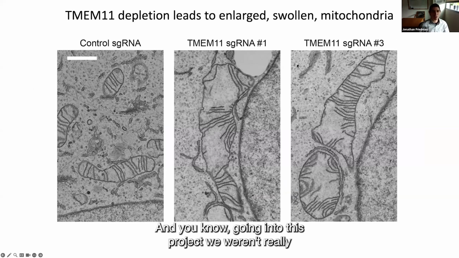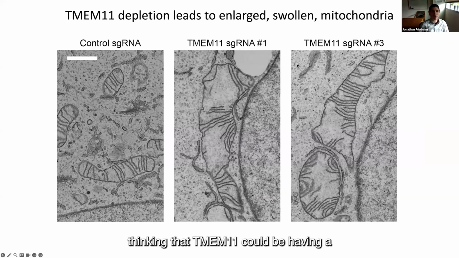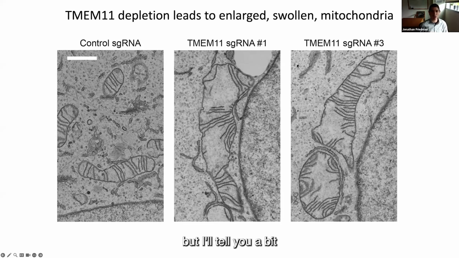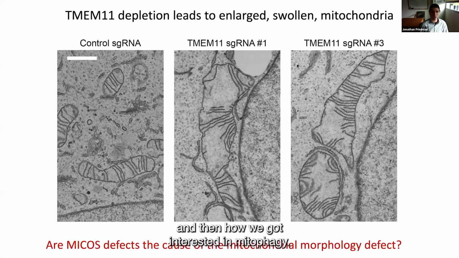And going into this project, we weren't really thinking that TMEM11 could be having a non-canonical role. We really thought it would be doing something with the MICOS complex. And so, we looked at this as a cristae defect. I think what we know now is that this is more of a secondary phenotype, but I'll tell you a bit of the story about our initial studies of this protein and then how we got interested in mitophagy. So when we started the project, we were really interested in studying whether MICOS defects could be causing this mitochondrial morphology defect.